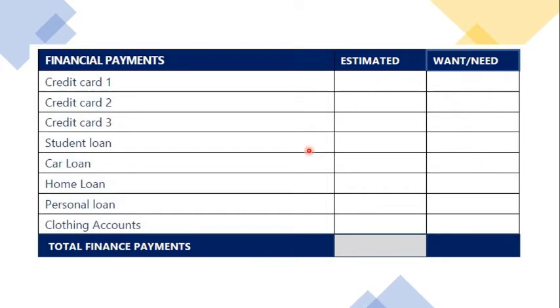And then, of course, we're going to go to student loan. Do you have a student loan? A car loan. So that would only be applicable if you have your own car. A home loan. Here you will only complete it if it isn't deducted by your company in expenses. A personal loan, clothing accounts, and then total finance payments. Notice that you're only going to complete the want and need column if you've completed the estimated. So if you don't have clothing accounts, you wouldn't, for example, complete here want or need.